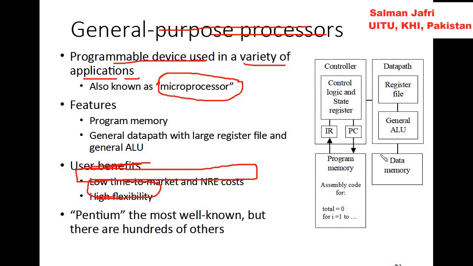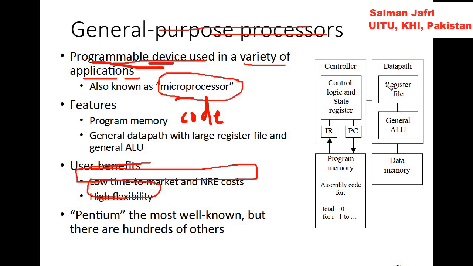So afterwards, now we can look at the specific points regarding general purpose processors. They are programmable devices, right? So general purpose processors are programmable, just like the normal microprocessors that we have in our desktops and our laptops, right? Even Raspberry Pi comes under the category of a general purpose processor, for that matter. It is also known as a microprocessor. And what is its feature? It features a program memory, a section of memory where code is stored, has the concept of stored program, and it contains a general data path with a large register file and a general purpose ALU.